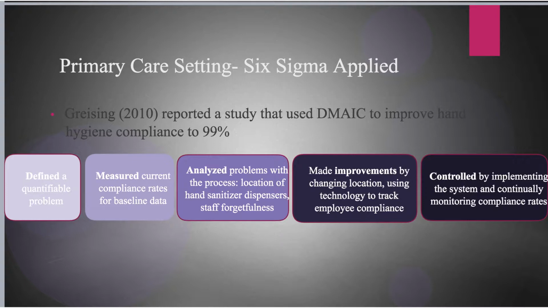They analyzed problems with the process, which was really what was key to their success with this. They found that the location of hand sanitizer dispensers and staff forgetfulness were leading to most of their noncompliance. They made improvements by changing locations of the sinks and hand sanitizers, and they started using technology to track employee compliance. This was at a hospital that they actually did this study, but it could still be applied to primary care. They had little electronic devices on the hand sanitizer, and little electronic devices attached to your badge, and it would activate whenever you were washing your hands. So they could track all of this just with technology.